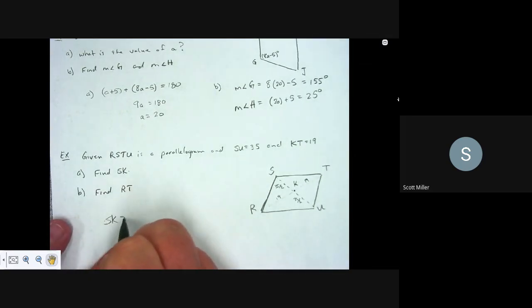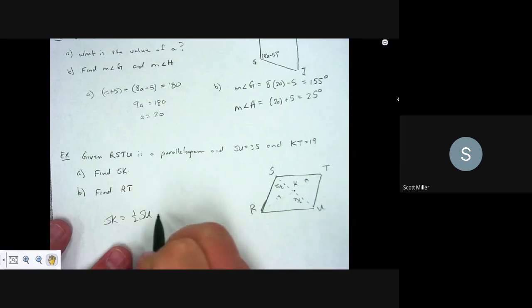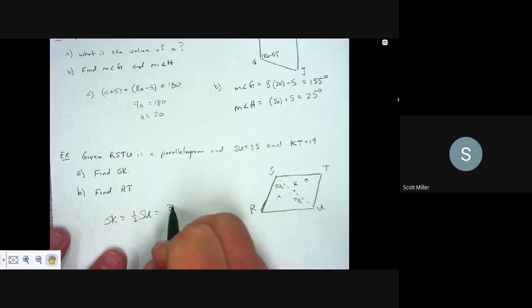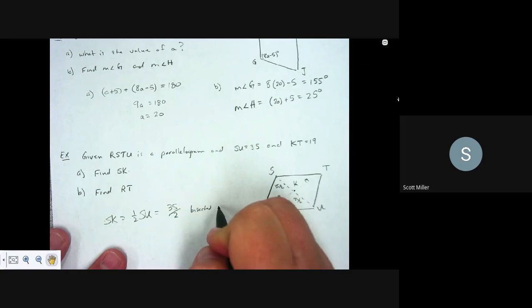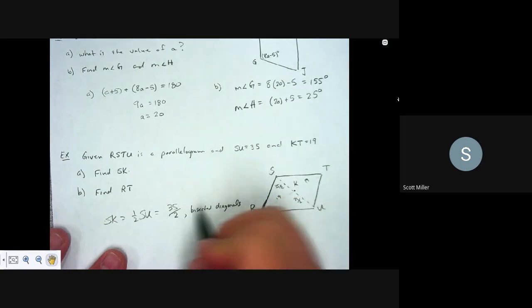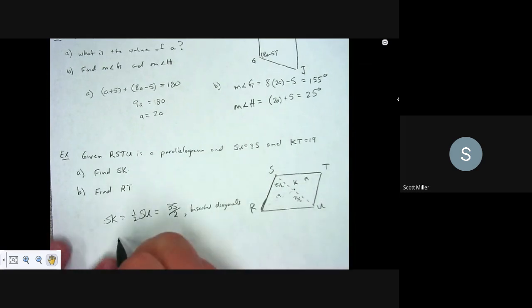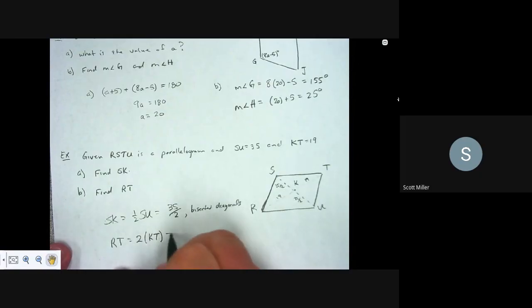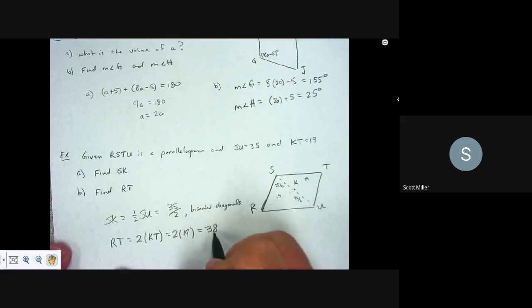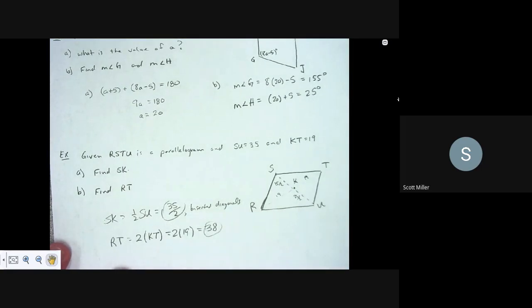So SK is 1/2 of whatever SU is, which means that is 35 over 2, because the diagonals bisect each other. So what is RT? RT is 2 times KT, or 2 times the 19 they gave us, which is 38. So that's how I can do diagonals.